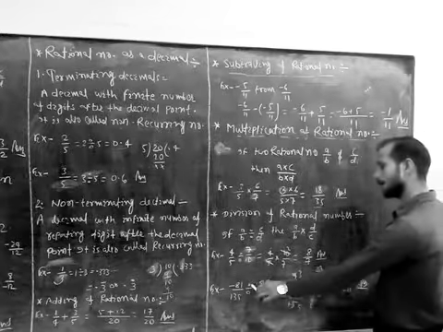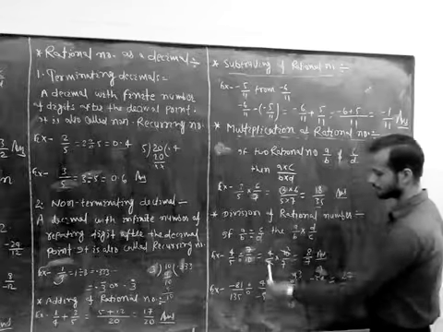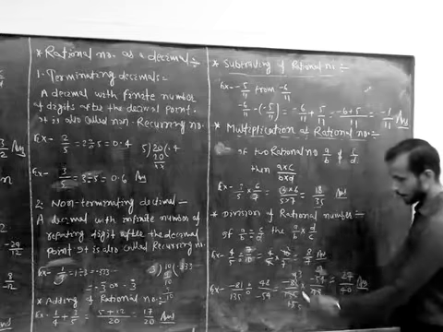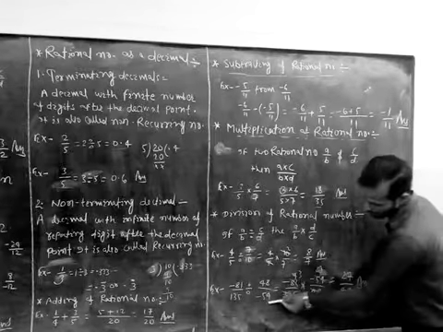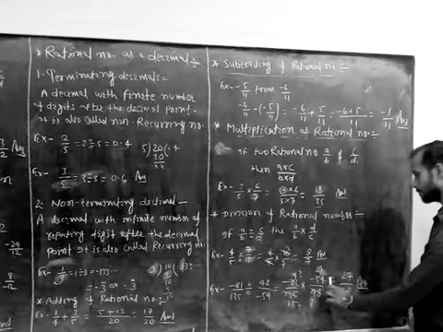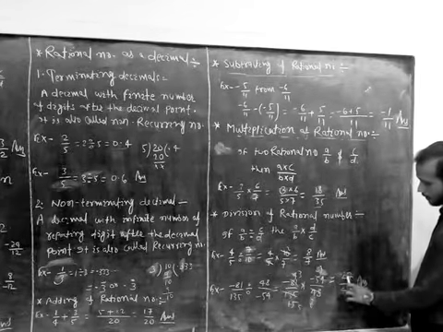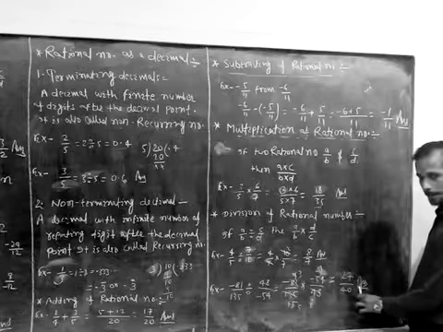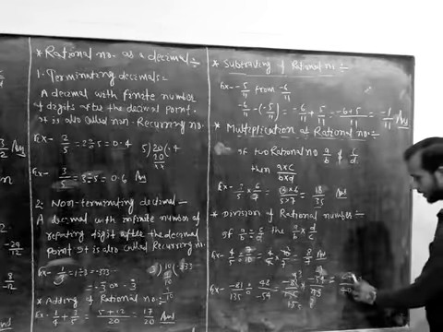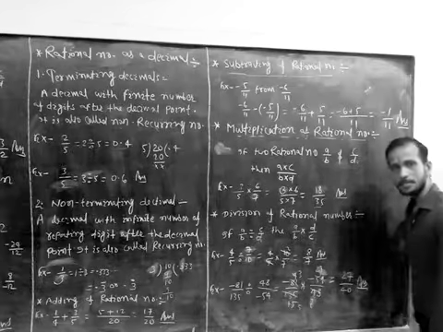Next example: -81/135 divided by 48/-54. That is -81/135 multiplied by -54/48, and by calculating the result, 27/40, because minus minus is plus. Hence 27/40 is the answer.